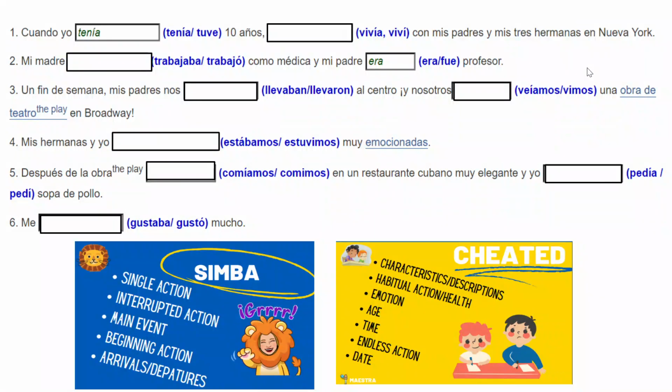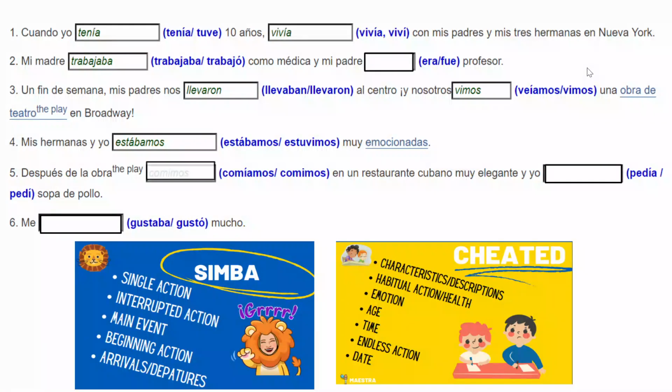Cuando yo tenía 10 años, age, vivía, I was living with my parents. Mi madre trabajaba, she was working, an ongoing action. Mi padre era, he was a professor, ongoing action, not specific. Un fin de semana, mis padres nos llevaron, specific, one specific weekend. Our parents took us to the centro. And we saw, specific action, a play on Broadway. Mis hermanas y yo estábamos muy emocionadas. We were very excited. That's emotion, so go with imperfect. Después de la obra, after the play, we ate. That's preterite, specific action. And I asked for or ordered chicken soup. Me gustó mucho. I liked it a lot.